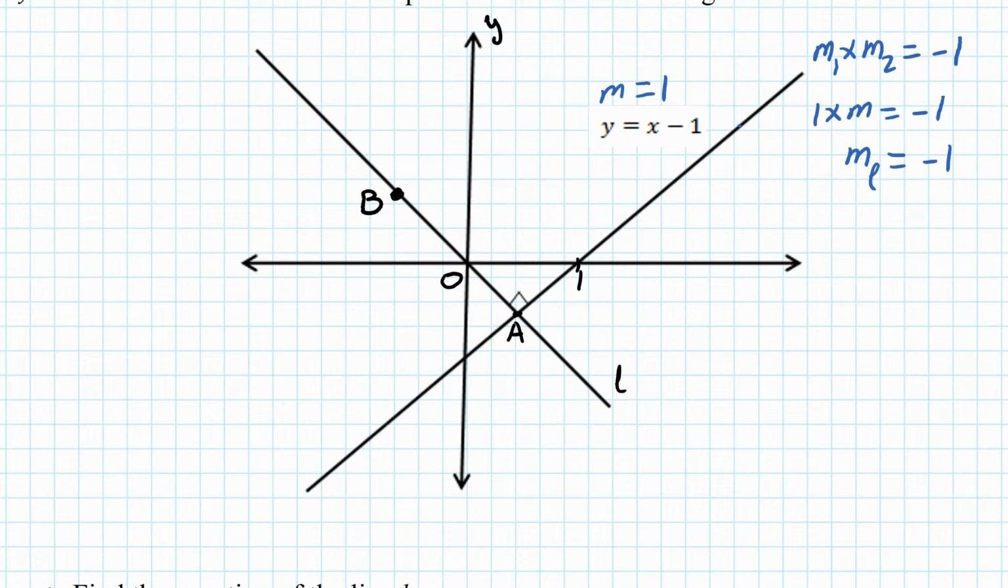And we know that the line L has a y-intercept of 0. So we use this equation here to find the equation of line L quicker: y equals mx plus b. We know b is 0 because its y-intercept is 0, and we know that the gradient is -1. So therefore y equals -1 times x, which is -x plus 0. So just y equals -x. So this is y equals -x.